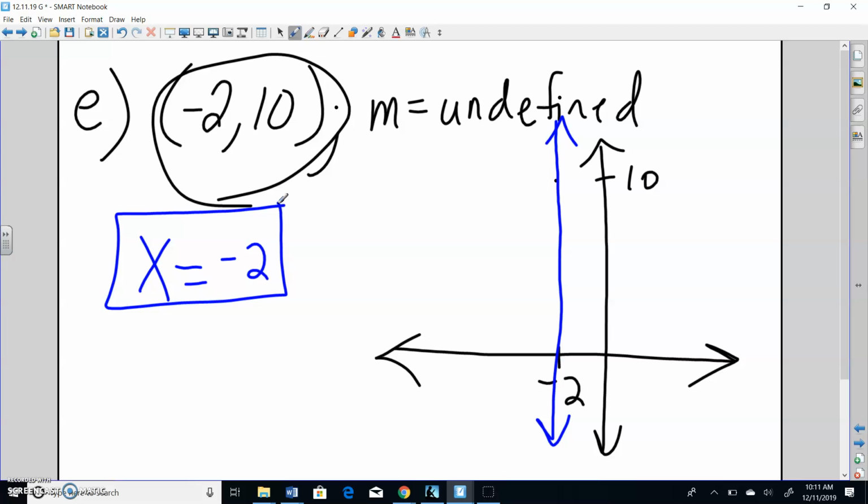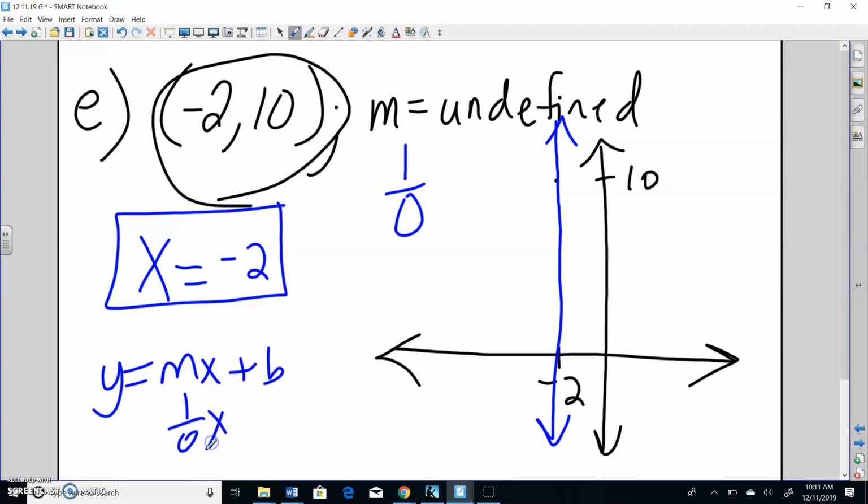Algebraically, an undefined slope could be 1 over 0, but we can't even use that value because it's undefined. There's not a number to represent that. So plugging it into this is not helpful because we can't take 1 over 0 times whatever our x-coordinate was. In this case, it's -2. So when you have a slope that's undefined, you just know you're not going to have a y value. Your equation comes from whatever the x-coordinate is. And in this case, x is -2.